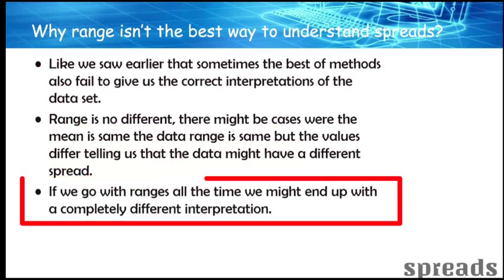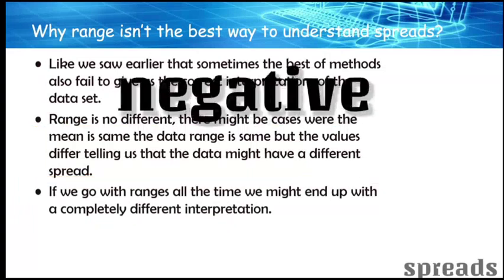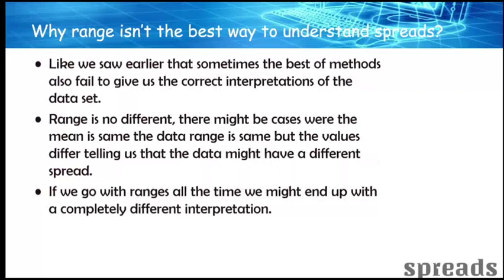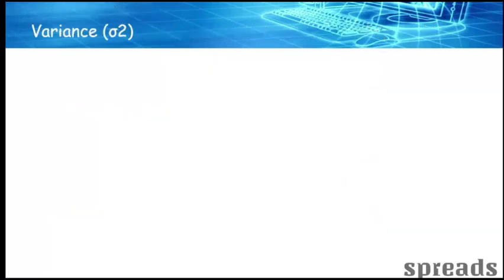And if we go with ranges all the time, we might end up with completely different interpretations. Even when we had negative numbers and positive numbers with respect to class A and class B, ultimately the mean is the same. Similarly, we had a spread that was also a very wide range. So that's why the variance comes into the picture.